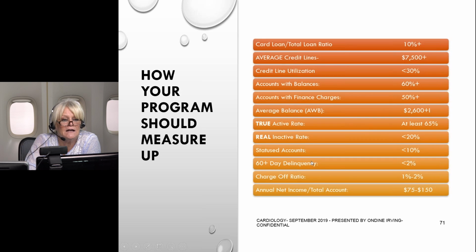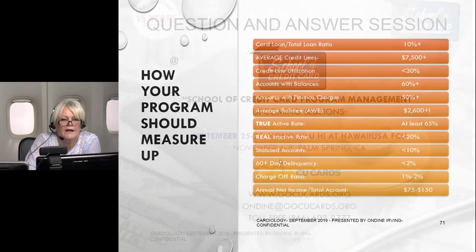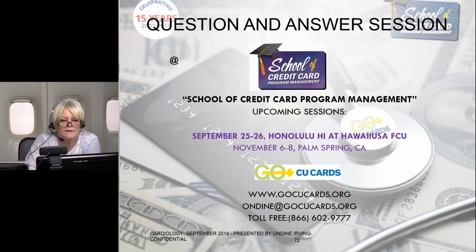This is very close to the last slide. If you've got your iPhone, you should take a picture of this, might be easier. But these are all the key ratios where your numbers should be. This is what should be measured every month. And I do believe that's it.